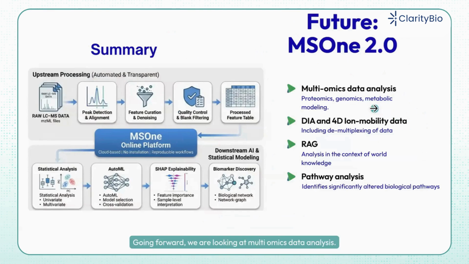Going forward, we are looking at multi-omics data analysis. Currently we analyze DDA data, but now we are looking at DIA and 4D ion mobility data analysis, RAG as a co-pilot, and pathway analysis.